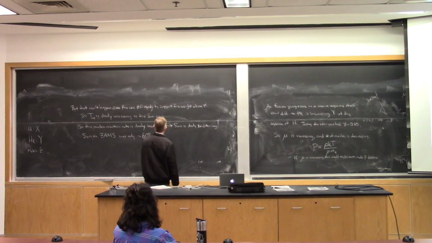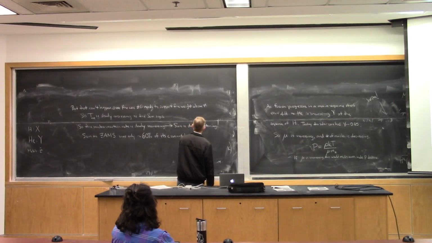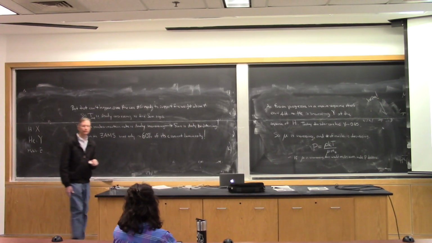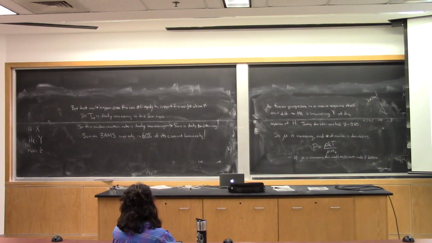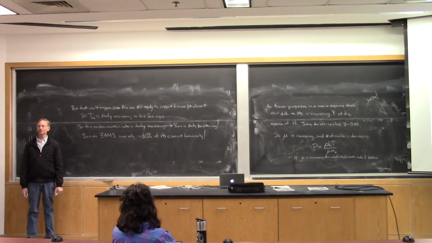And models indicate that the sun on the ZAMS was only about 60% of its current luminosity. It would be noticeably dimmer when it was on the ZAMS. Now you have to remind me, what does ZAMS stand for?